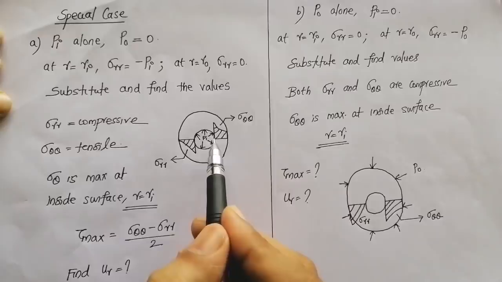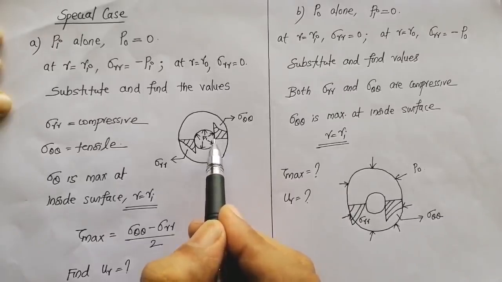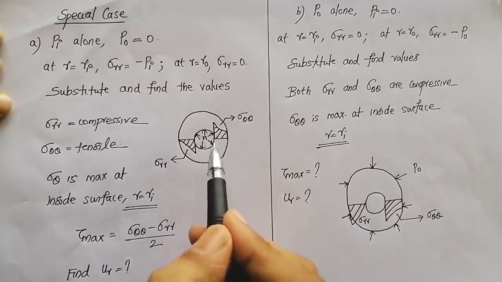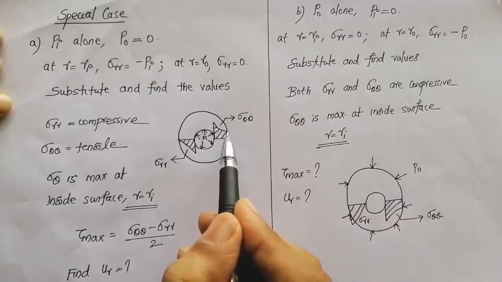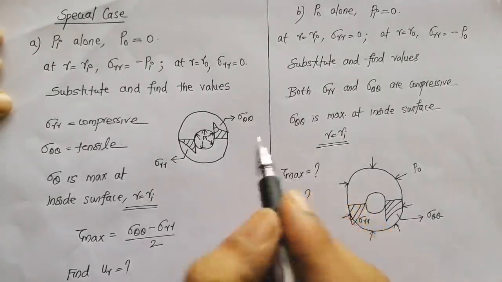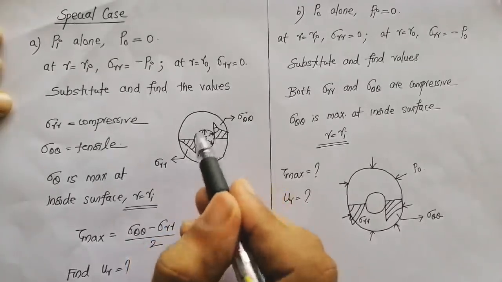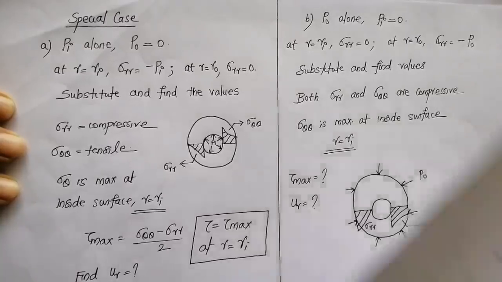Now for sigma theta theta, this is our reference line. The maximum value for sigma theta theta is at R equal to Ri, that is at this point. At R equal to Rho, it is not 0, it has some value, that is why it is touching at this point. This distribution you need to learn. You have to understand here that tau is tau max at R equal to Ri, that is at the inner surface of the cylinder. So now let us discuss a university problem.